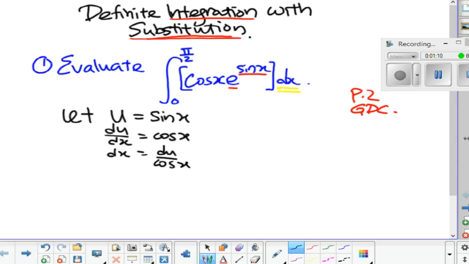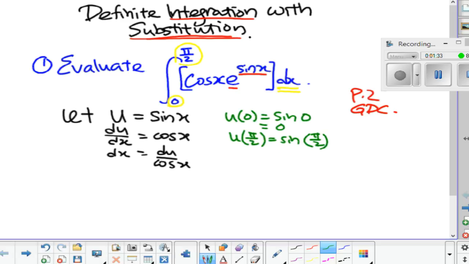Now, once you can substitute away the dx, the other two things that you need to worry about are the lower and upper boundaries. The lower boundary, use 0. That is, u of 0 is sine 0, which is just going to be 0. u of pi over 2 is sine of pi over 2, which is simply 1. Therefore, now my integral can be written as from 0 to 1.